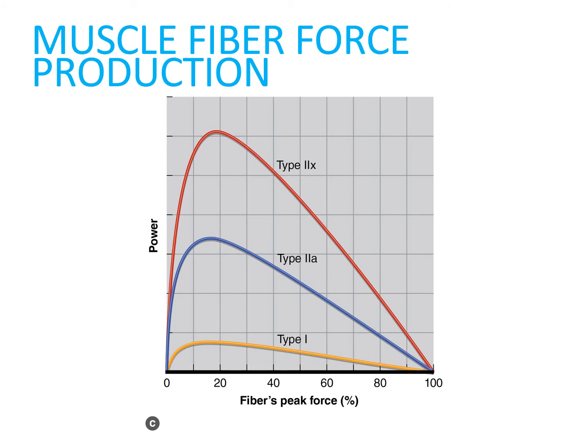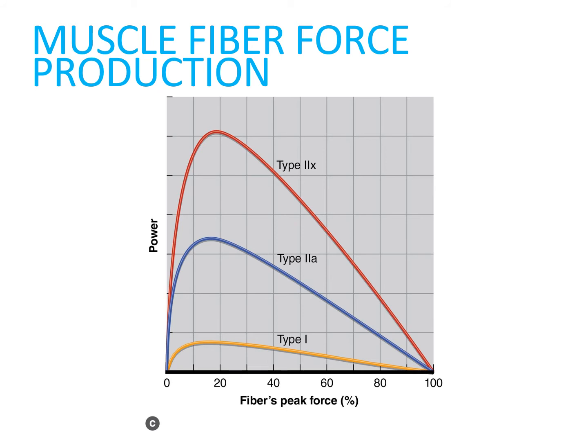Looking at this, all of our muscle fibers reach peak power at about 20% of their peak force. So they can produce more force, but not necessarily more power after 20%. Each person is also going to have a unique ratio of type 1, type 2A, and type 2X muscle fibers. Our arm and leg ratios tend to be similar in the same person. So if somebody tends to have higher amounts of type 2X muscle fibers in their legs, that tends to follow in the arms as well.